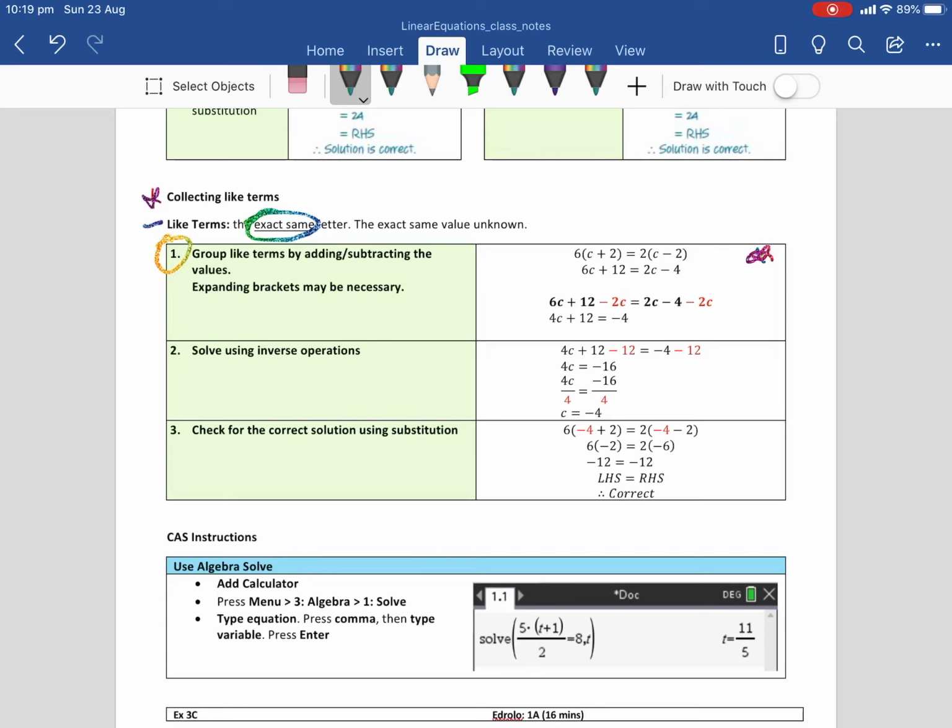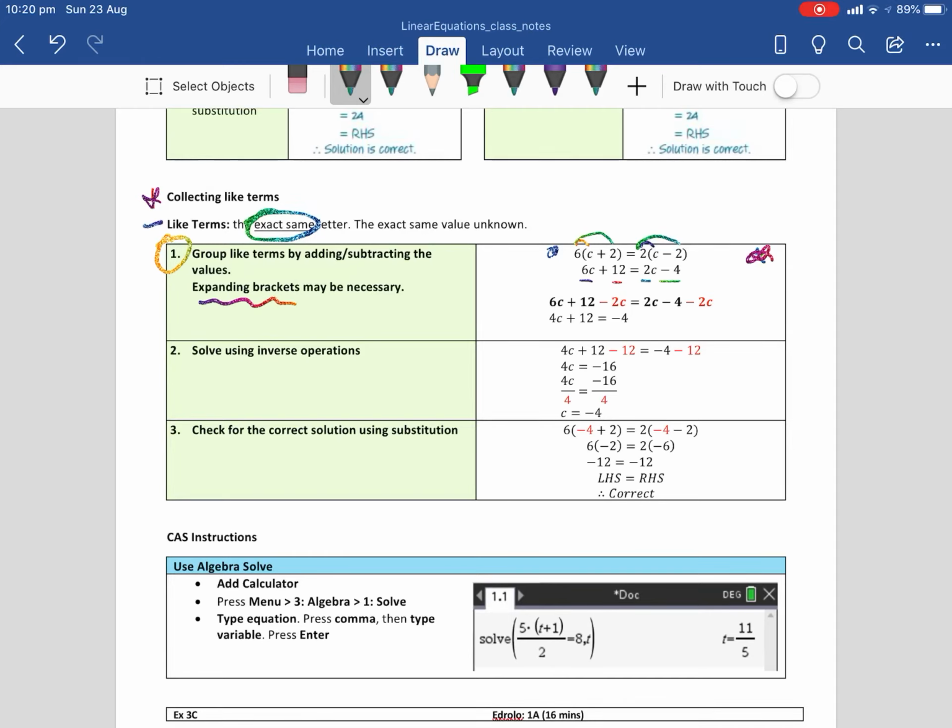So first step says group like terms by adding or subtracting the values. Okay, so this is our equation. 6 times (C plus 2) equals 2 times (C minus 2). Okay, so the first thing it's done is expanded the brackets on each side. So expanding brackets, that means you go 6 times C, which is 6C, and then 6 times 2, which is 12. And then on this side, you go 2 times C, which is 2C, and 2 times negative 2, which is negative 4. So that's how you get that line.